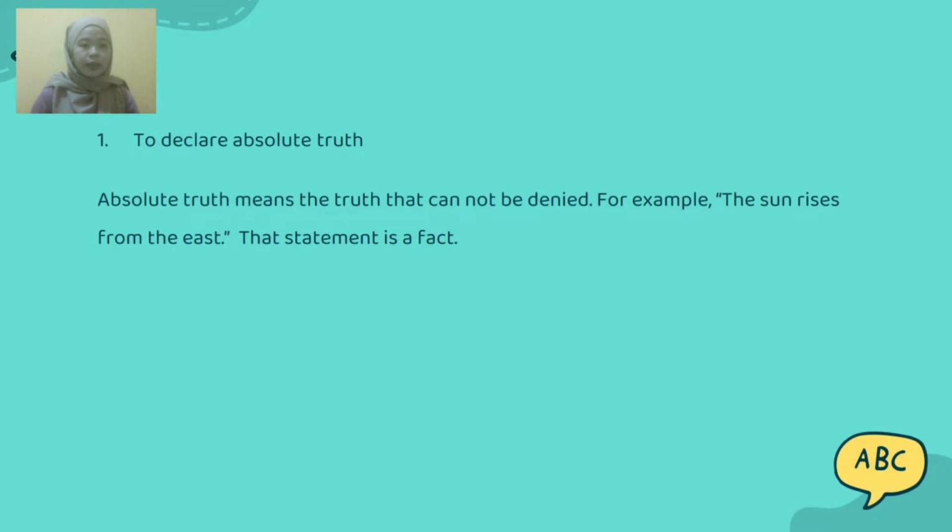First, to declare absolute truth. Absolute truth means the truth that cannot be denied. For example, the sun rises from the east. The statement is a fact.